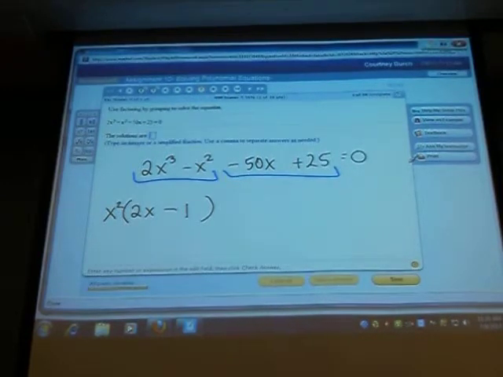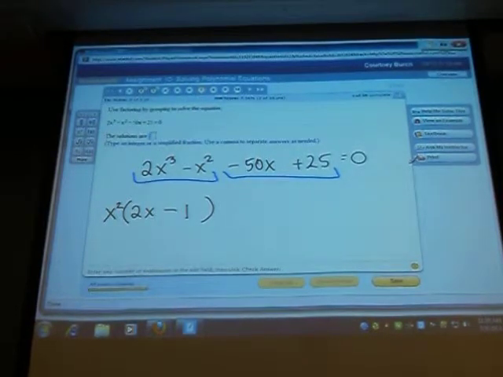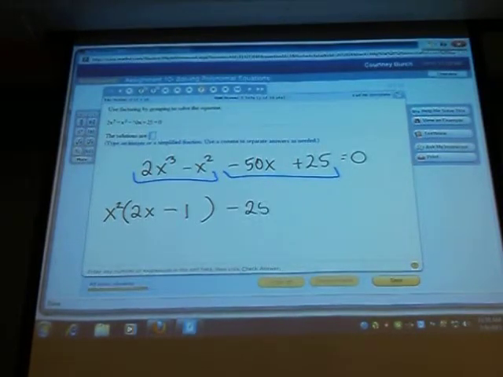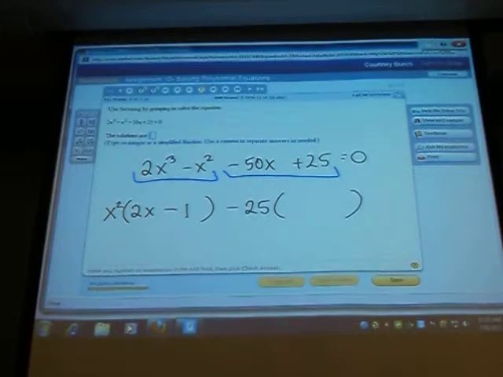Now, minus 50x and 25, what do those have in common? 25, and since I've got a negative in the middle, it needs to be negative 25. Then think about dividing. 50x divided by 25 is 2x, and 25 divided by negative 25 is minus 1.